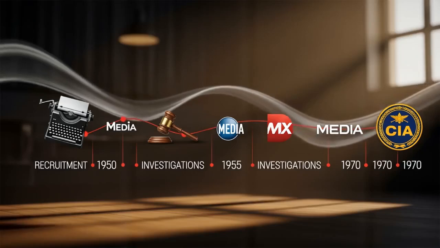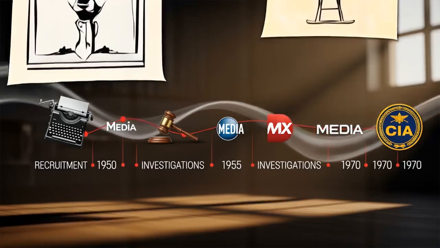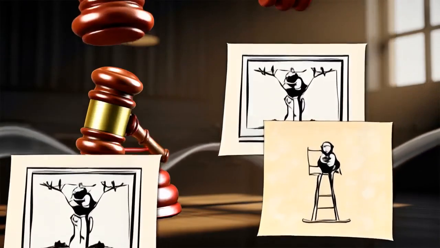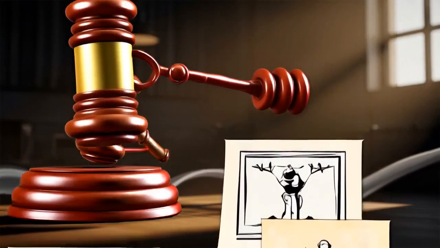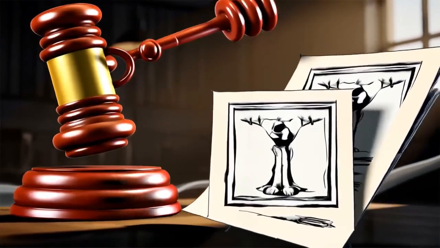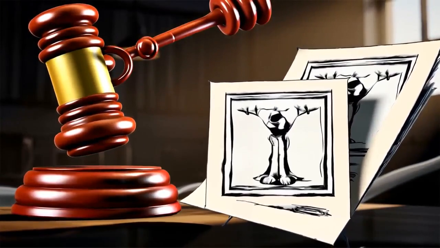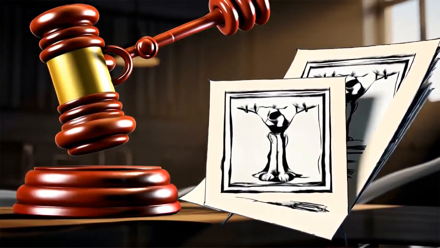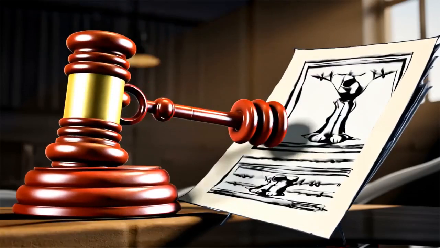Launched in the 1950s, Mockingbird recruited hundreds of journalists, planted fabricated stories, and molded public opinion to serve geopolitical ends. Declassified files, whistleblower testimonies, and congressional probes have peeled back the layers of this deception. Yet its evolution into modern digital manipulation raises profound questions about the information we consume.